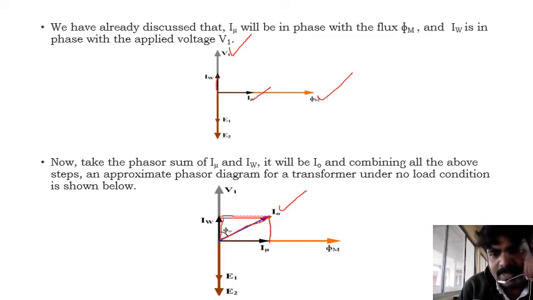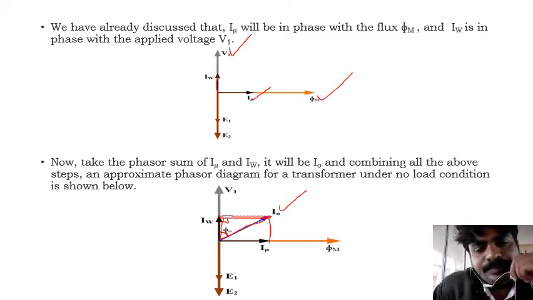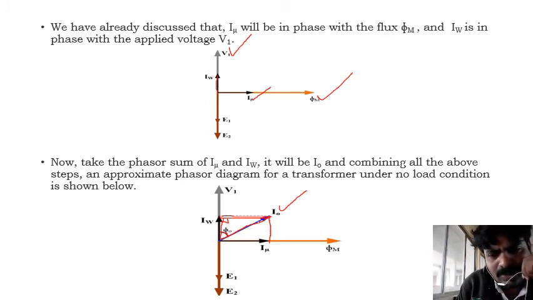Now here this is a 90 degree, and here there is an angle. What is the angle? This is the angle phi naught. You can define the sides of this right angle triangle. So what is this side? This side is the hypotenuse. What is the magnitude of this hypotenuse? It is I naught.